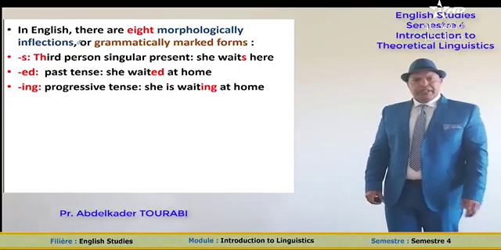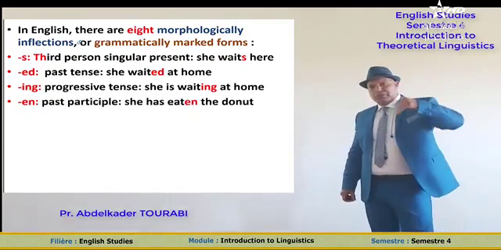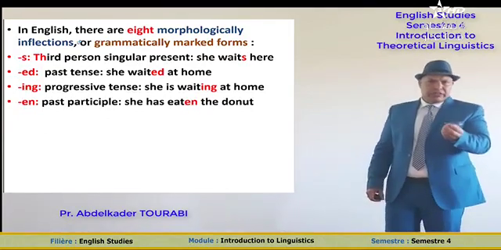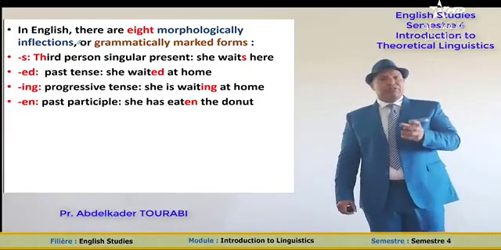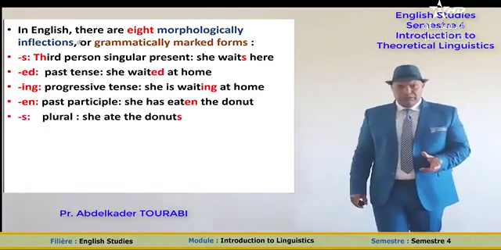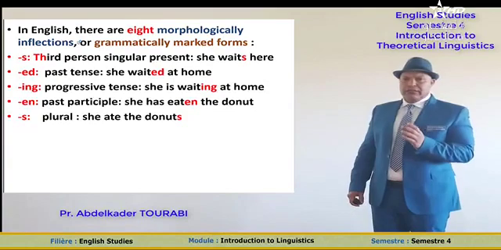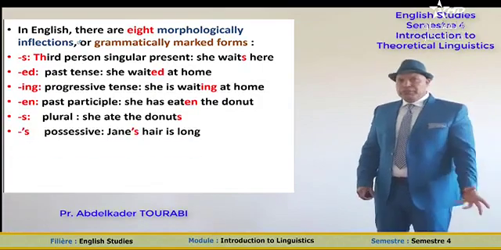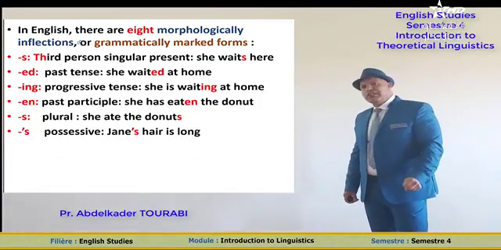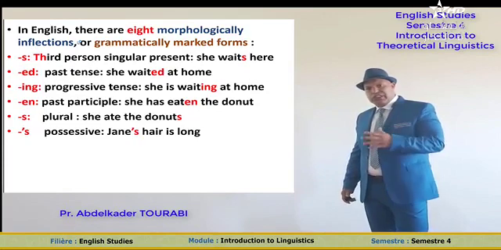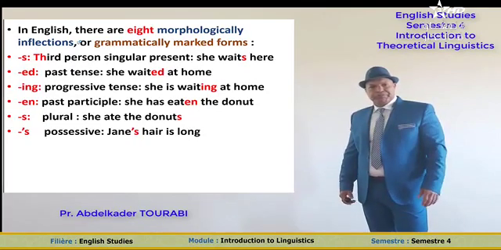En form, which is a past participle as opposed to the past participle we have seen with ed. This is for irregular verbs, like the verb eat. When we want the past participle of it, we say she has eaten the donut. Plural morpheme: she ate the donuts, and we give it an s because it is plural. Possessive: Jane's hair is long. So the s is the possessive morpheme, expressing the relationship between Jane and her hair.